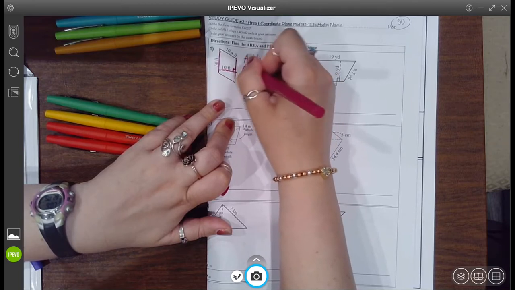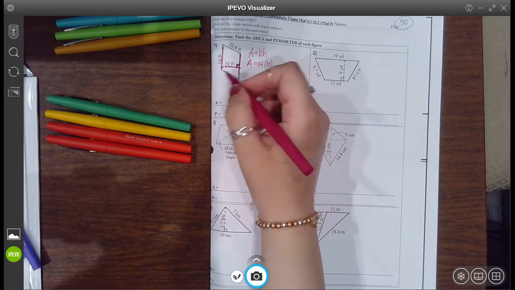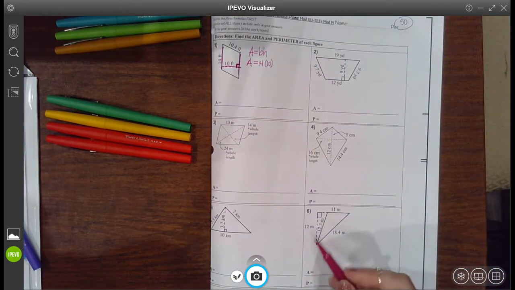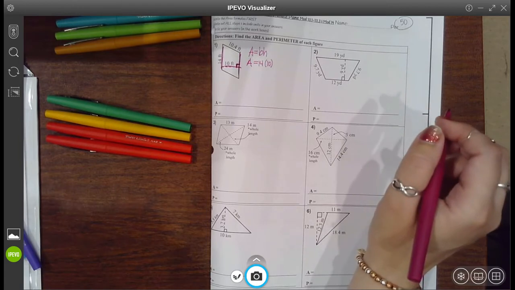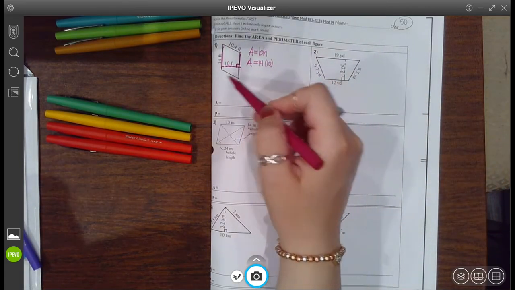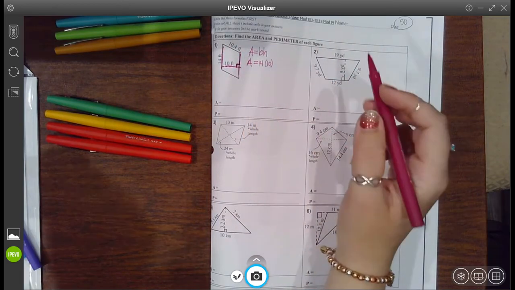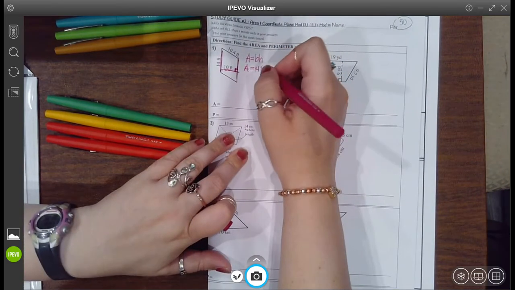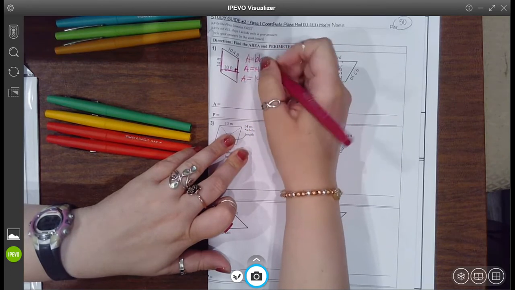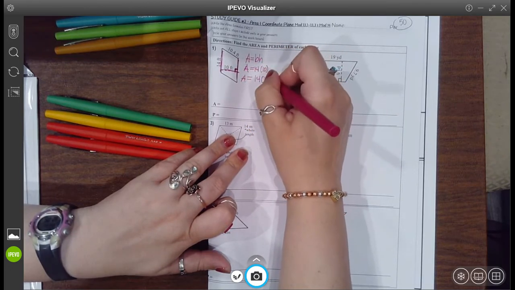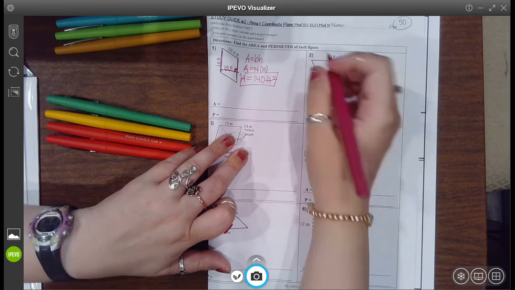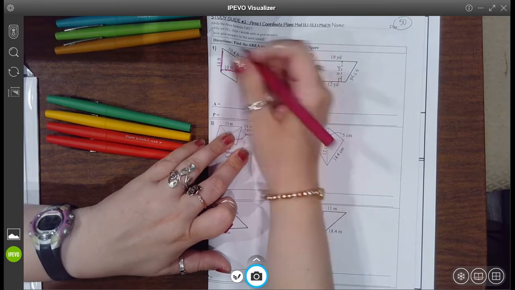Your height is not necessarily always a part of the shape. Sometimes it's inside, sometimes it's outside of the shape, like this triangle down here. So you're not going to use those when you're doing perimeter. Perimeter is only the outside solid lines of a shape. Okay, just something to keep in mind. So now you have 14 times 10, which is 140. And for area, is it feet or feet squared? Feet squared.